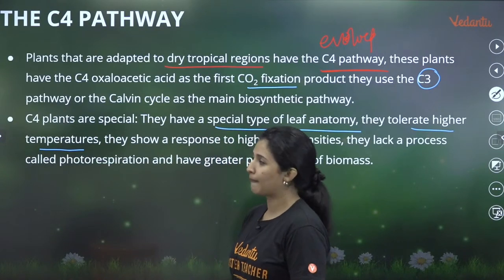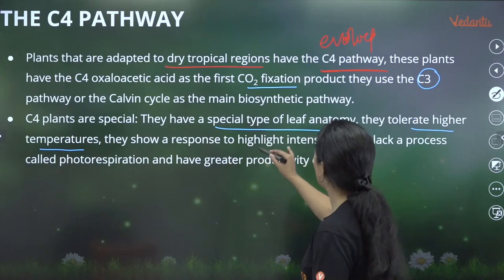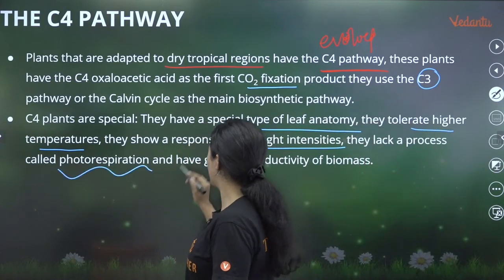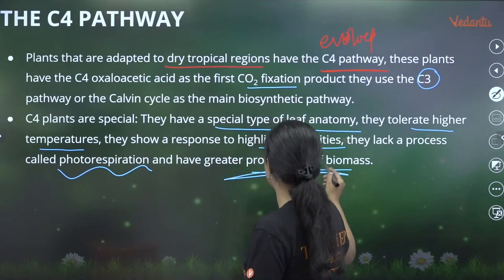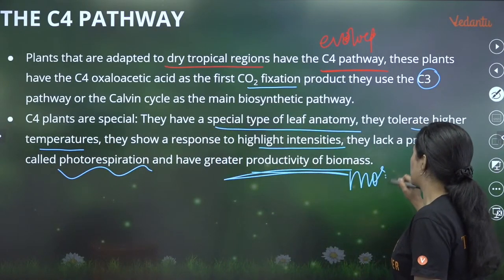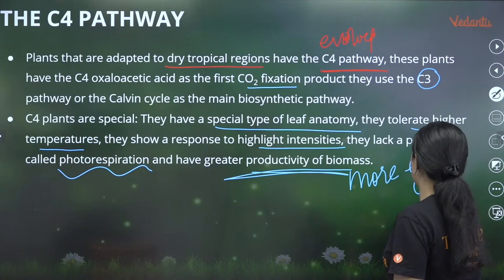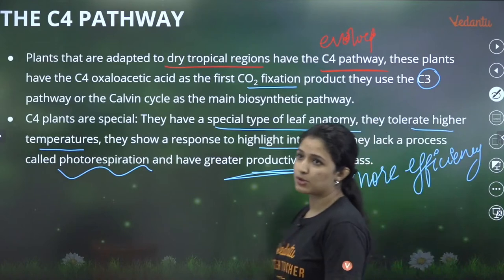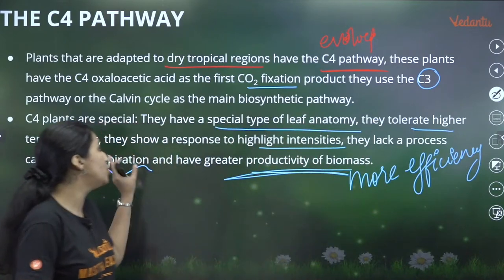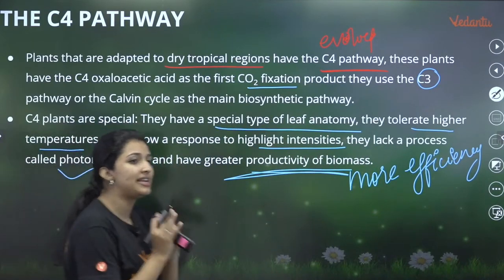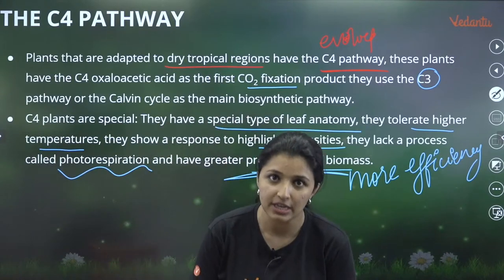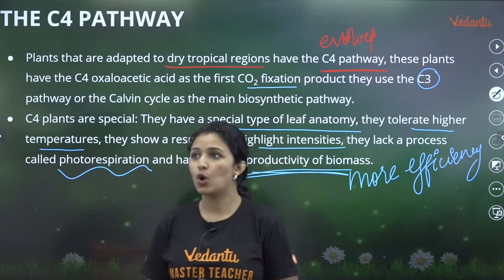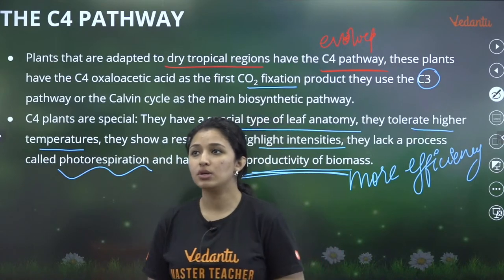Don't worry. They show response to high light intensities. They lack photorespiration and have greater productivity of biomass. That means more efficiency, because they do not have photorespiration. C4 plants will never have photorespiration. They will never have the C2 cycle.